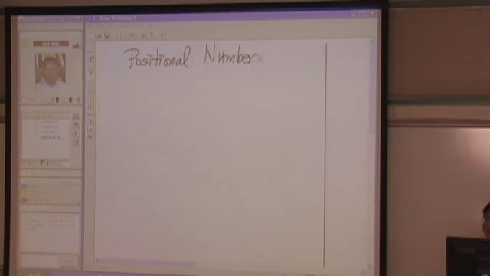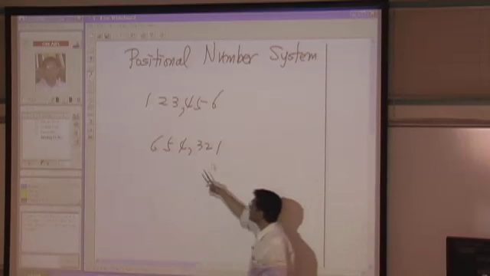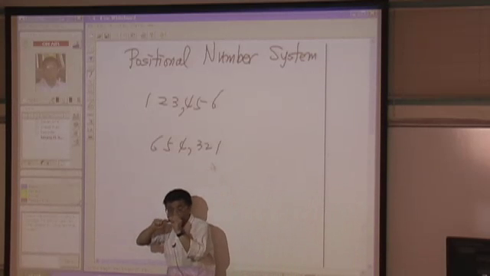In the past, people didn't use positional number system. For instance, assume that you need to get your payment. Would you get this payment or the other payment? What payment would you get? This payment, right? Why? It's positional number system.